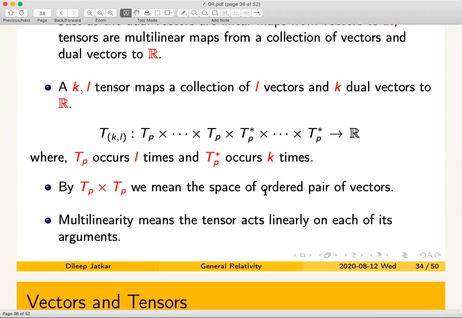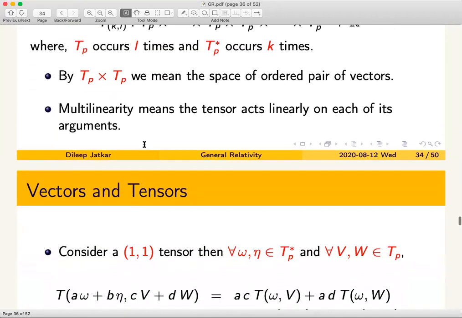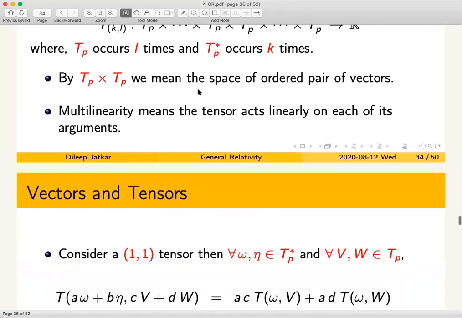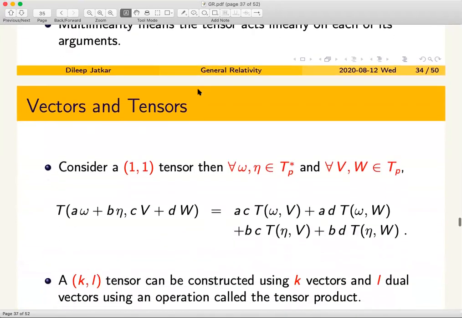And because of this way the multilinearity is defined, the way the indices are written is important. You cannot shuffle the indices around unless there is a specific symmetry that the tensor would have. We will talk about that in a moment.